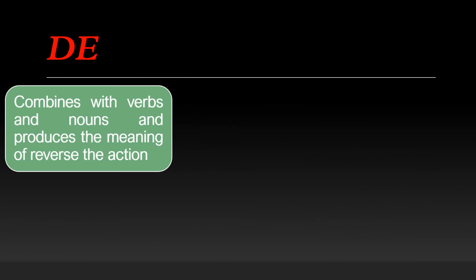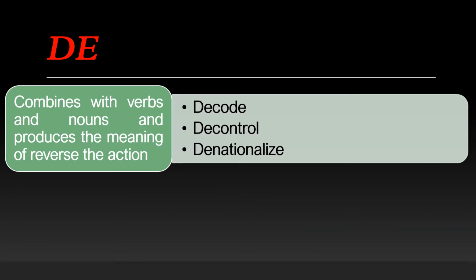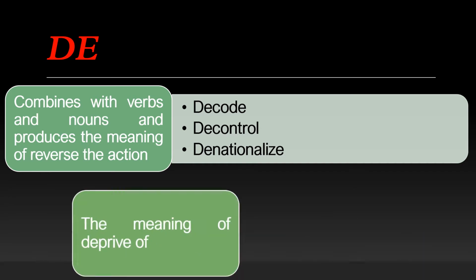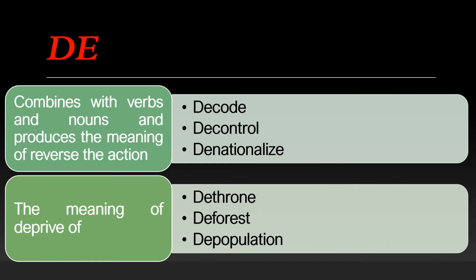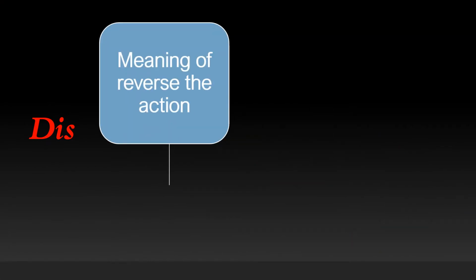De is also used as a reversative prefix and a privative prefix. When de is a reversative prefix, it mostly comes with verbs and nouns. For example, decode, decontrol and denationalize. And de is also used as a privative prefix. For example, dethrone, deforest and depopulation. Dis is also used as a reversative prefix and a privative prefix.